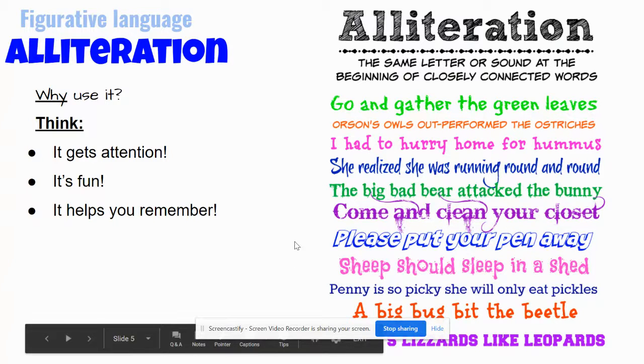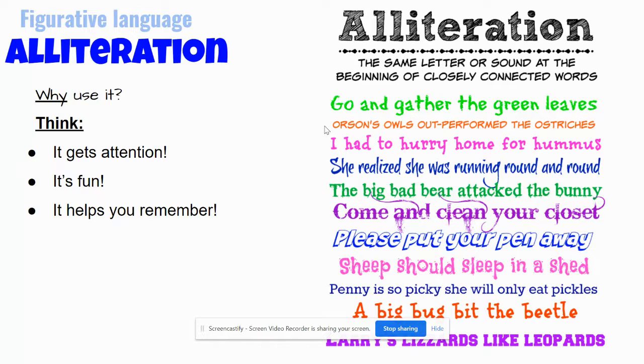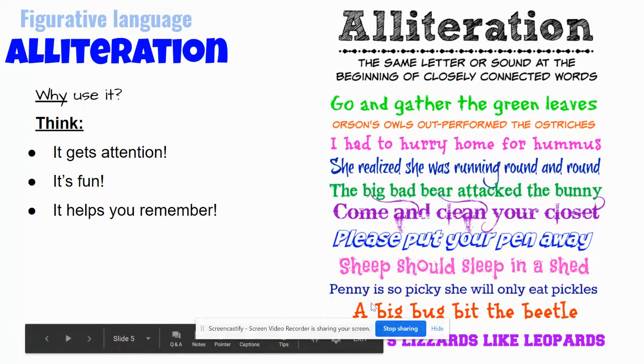So you have alliteration. I'm not going to spend too much time on all of these slides because you have this in your work, so you can go back and look at this more carefully. But this is basically like a front rhyme, where a lot of the same sounds are at the beginning of the words. Okay, like come and clean your closet. So the C, C, C. Okay, please put your pen away. A big bug bit the beetle, etc.